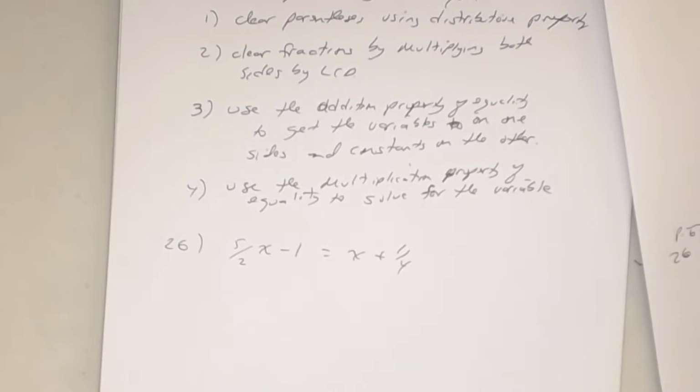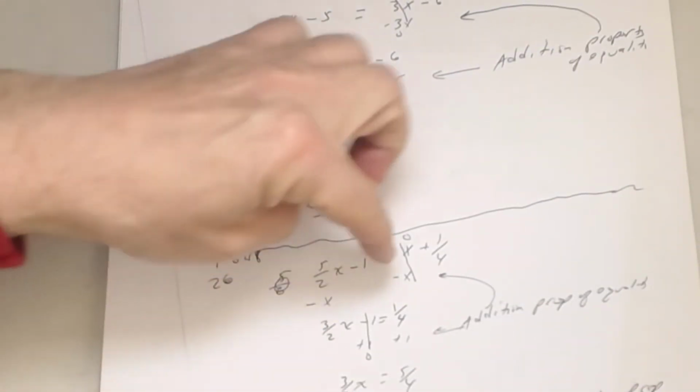Okay, so if the direction says solve the equation by multiplying both sides by the LCD, then you have to use this. You cannot use this because nowhere did I clear the fractions. I just kept dealing with fractions, see fractions all over the place. Okay?